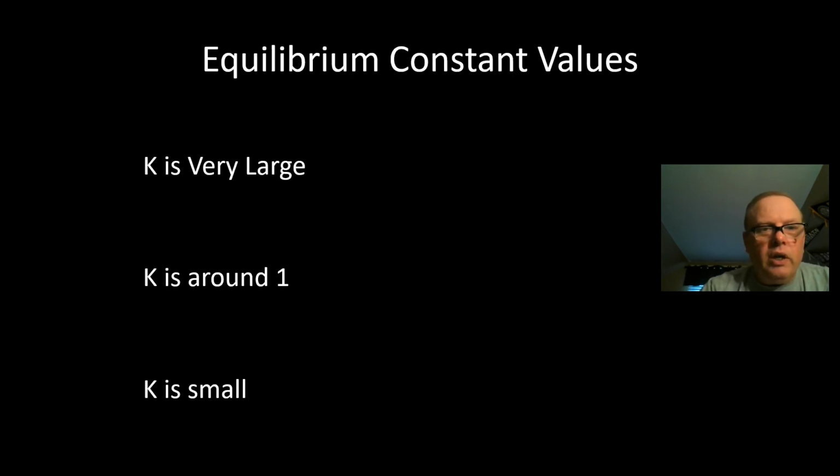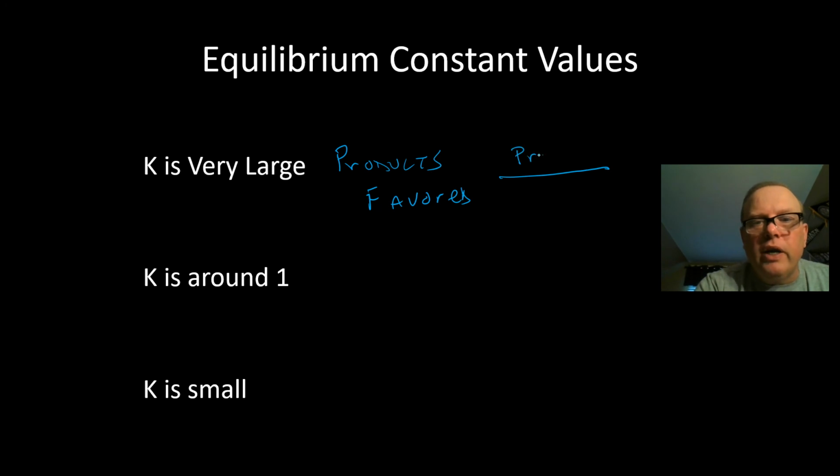K values. If K is very large, and you heard me say it on the one slide there, K is very, very large. That means that the products are favored. That means most of the concentration is product. So if we set this thing up where we've got products over reactants equal to K, if K is large, then it means that we have much more products.